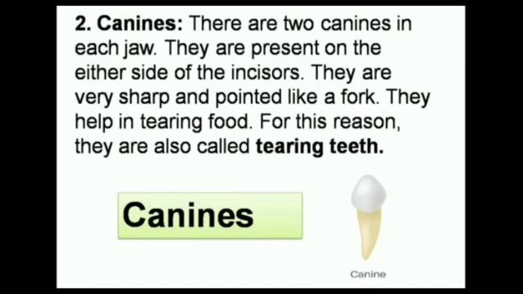What do we call them? We call them canines. They are 4 in number, 2 in each jaw. Okay, so this was about the canines. What are canines? There are 2 canines in each jaw. They are present on either side of the incisors, and they are very sharp and pointed like a fork. They help in tearing food. For this reason, they are also called tearing teeth. Canines are also known as tearing teeth.